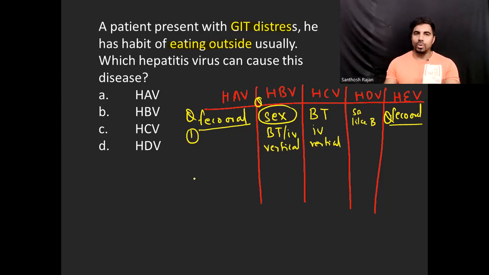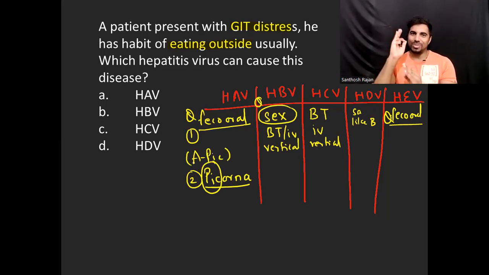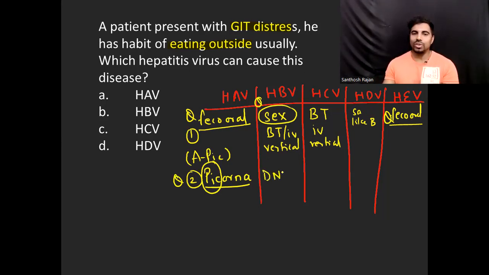Second important point you should know is the type of viruses, which they can ask. A belongs to Picorna virus. How to remember? A class pic. Nowadays, when you take a pic with a mobile, it has to be A class, the best one. So this is a question they can ask. Hepatitis B, we already said, is a DNA virus. This is the only DNA virus. So it's called Hep DNA virus.